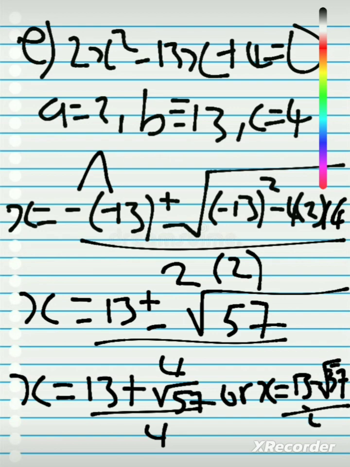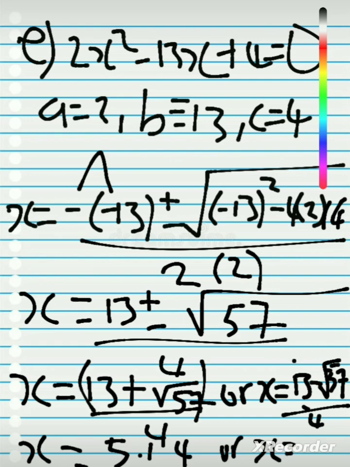over 4. Okay, so when you punch, open bracket, 13 plus square root of 57, divided by 4, you get 5.14. Or when you punch 13 minus square root of 57 divided by 4, making sure that you're putting brackets on top when punching on a calculator, you get 1.36. Last question on quadratic.